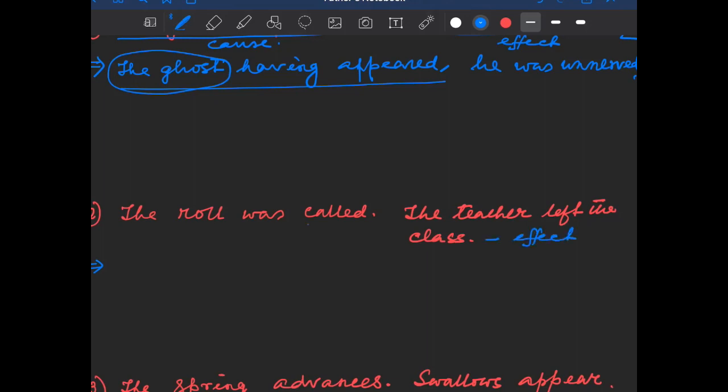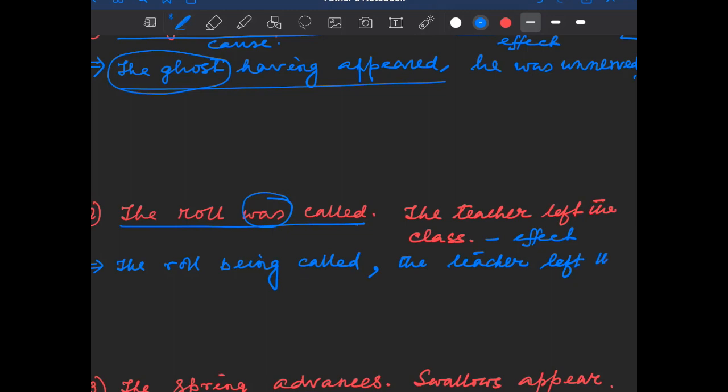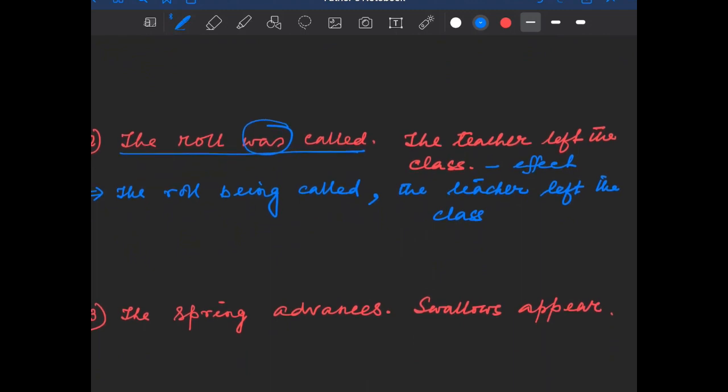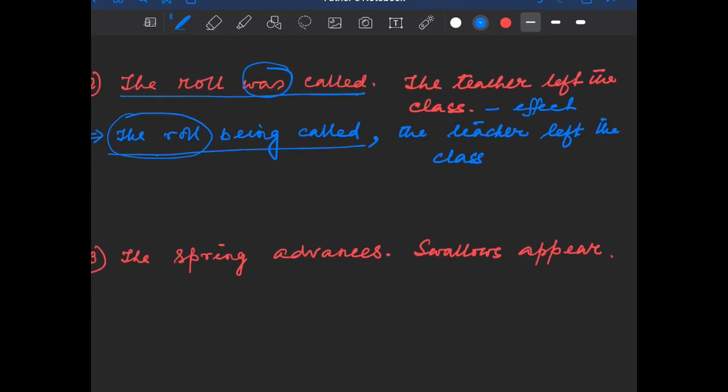This is the effect and this is the cause. We will make this cause absolute. Here be verb is there, so being. The roll being called. Okay. And write down the rest. The teacher left the class. The roll being called, the teacher left the class. Okay, this is absolute phrase and the roll, this is nominative or noun absolute. The nominative absolute.